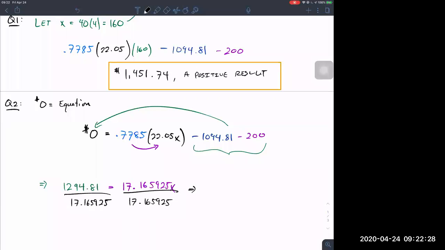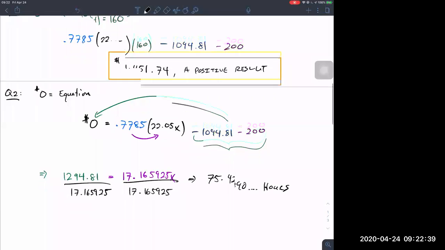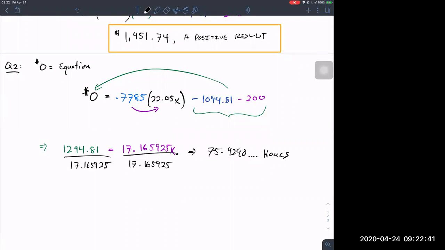And this implies what? 75.4290 blah, blah, blah hours. But remember, we always round up. So then your proper answer that I would always expect is you must work 76 hours to break even.